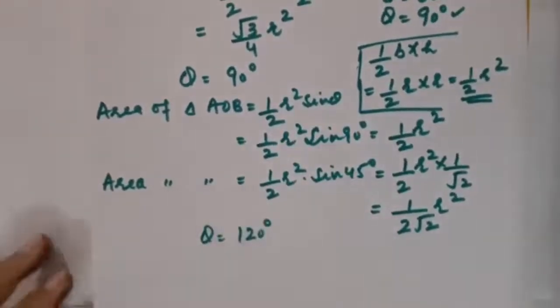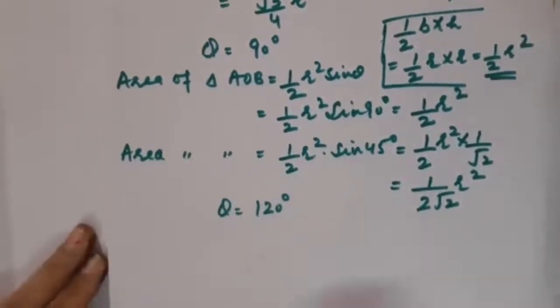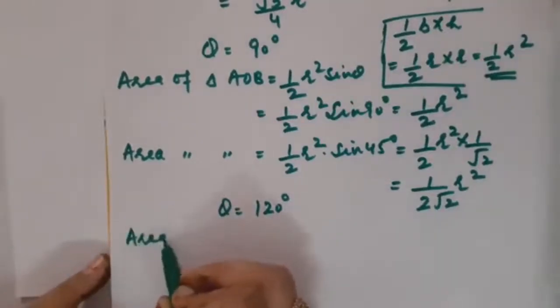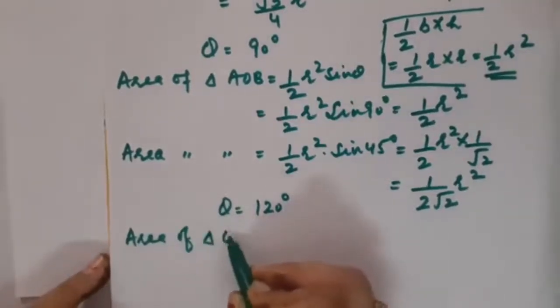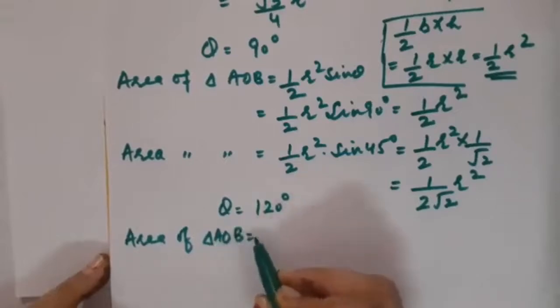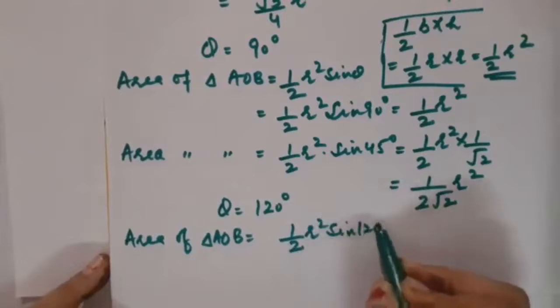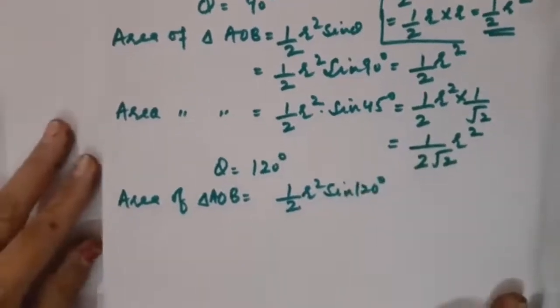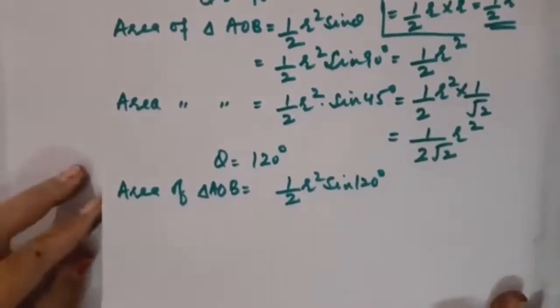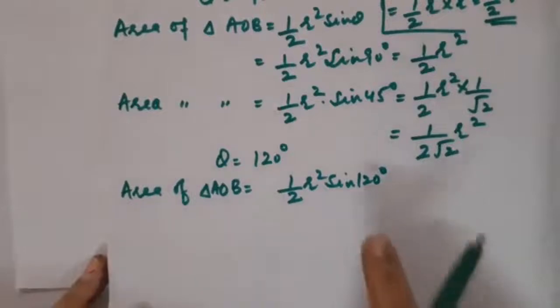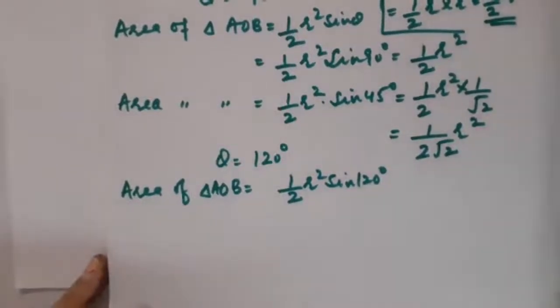Here you need to pay heed because this is a new concept for you. This I explained to you when I explained trigonometry when we were in school. So how to calculate area of triangle AOB now? This is half into r square sine 120 degree. Children, we were dealing with theta when it was either equal to 0 and 90 and between 0 and 90. But we were not dealing with obtuse angle.